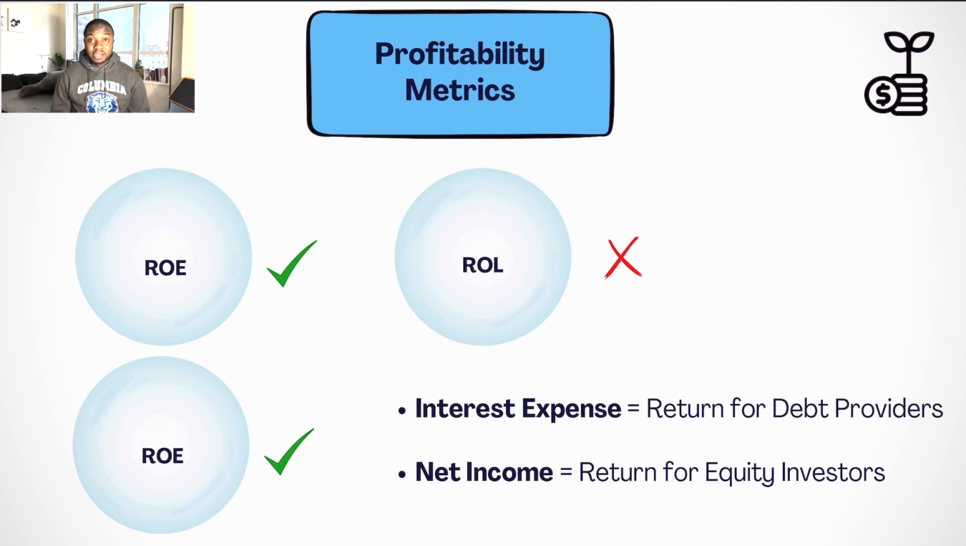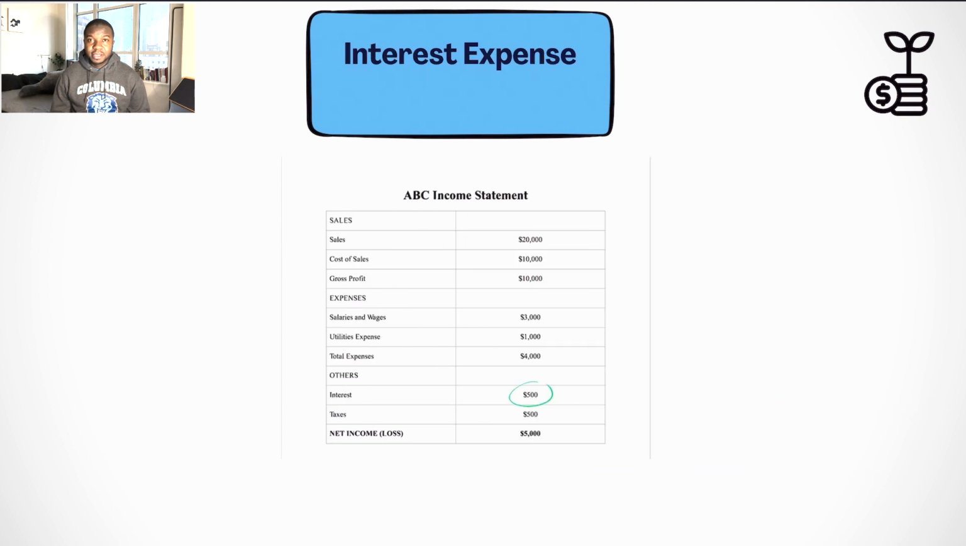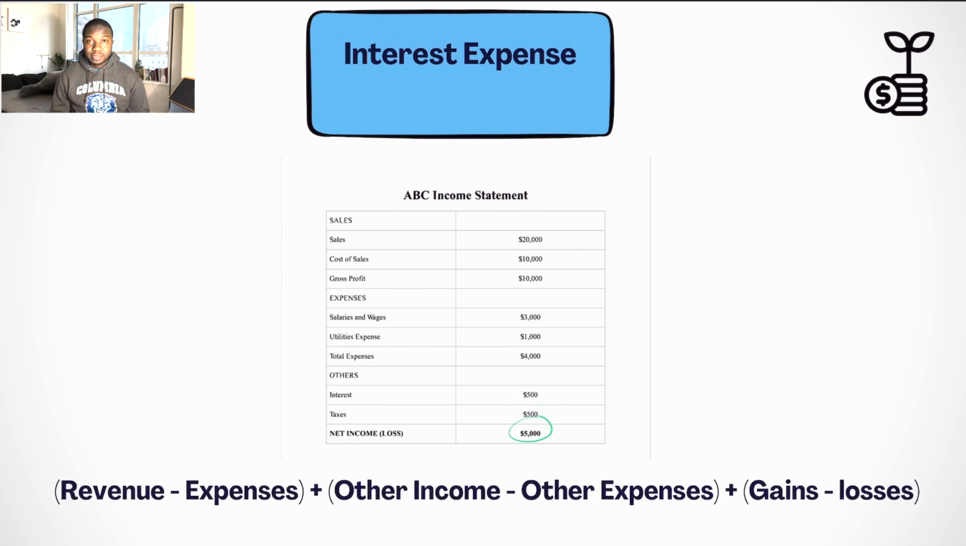To have an accurate representation of the return on assets, financial analysts sometimes add back interest expense because this amount is removed from companies' profits before arriving at net income. Remember that net income is equal to revenue minus expenses plus other income minus other expenses plus gains minus losses. And interest expense on a company's debt is part of other expenses.